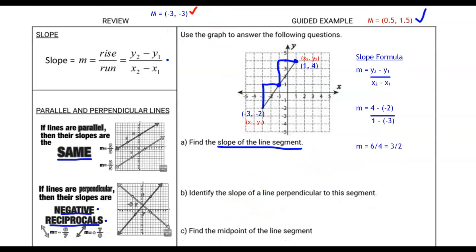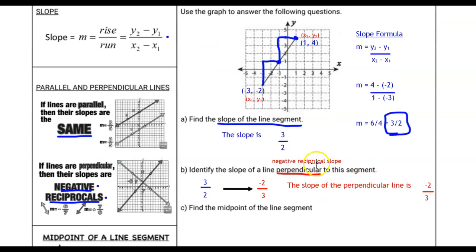Next, we're supposed to identify the slope that is perpendicular to the line segment. Remember, perpendicular means negative reciprocal slopes. So in order to identify a negative reciprocal slope, we're going to take our slope that we found from the previous problem and flip it upside down and change its sign. Positive goes to negative. 3 over 2 becomes 2 over 3. So the slope of the perpendicular line is -2 divided by 3.